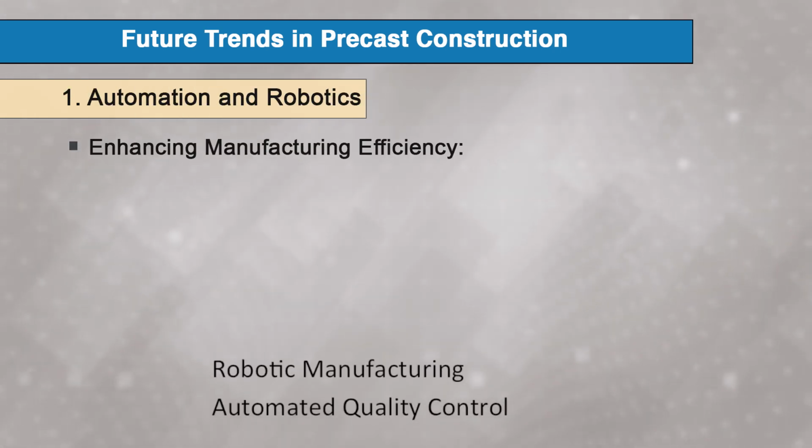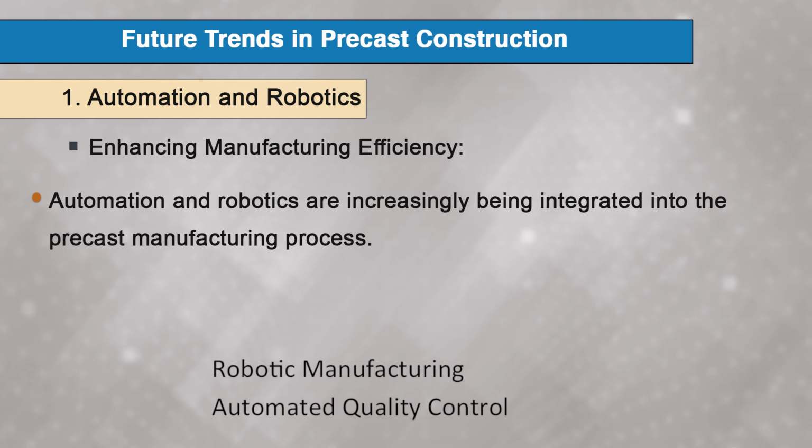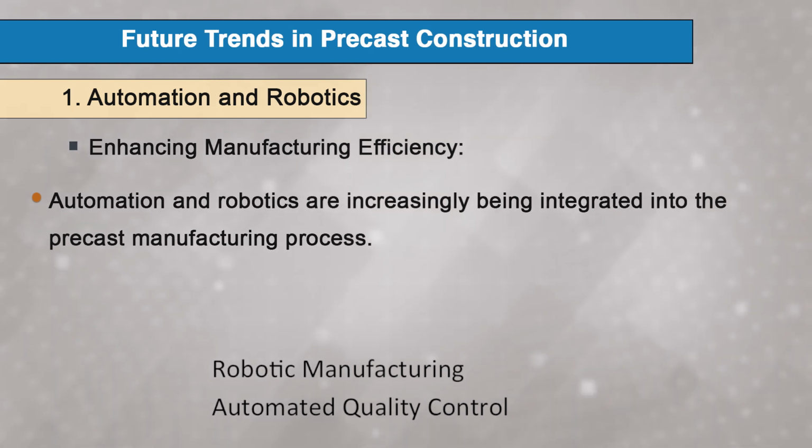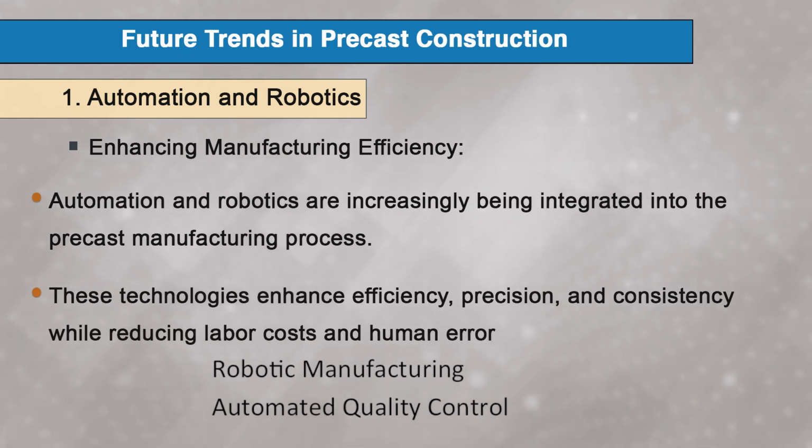Firstly, we will talk about automation and robotics, in which we have to enhance manufacturing efficiency. Automation and robotics are increasingly being integrated into the precast manufacturing process. These technologies enhance efficiency, precision and consistency while reducing labor cost and human error.